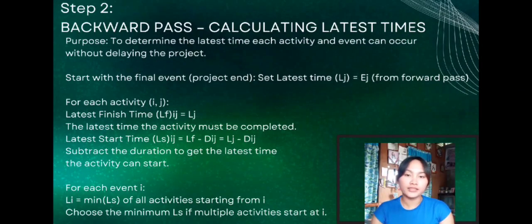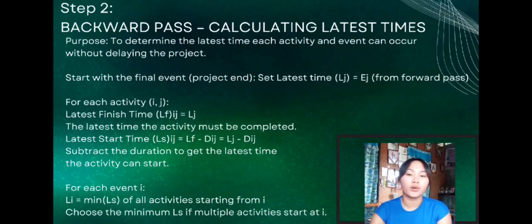Step 3, find start and finish time. So we have two passes. A is the forward pass, the ES and EF. Start with ES equals 0 and EF equals ES plus TE. So the EF passes to the next activity's ES.